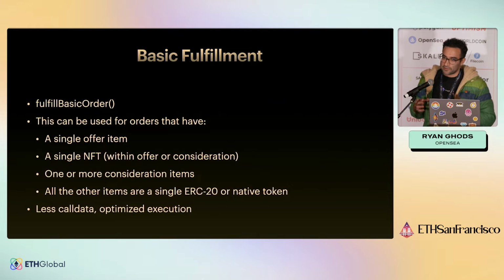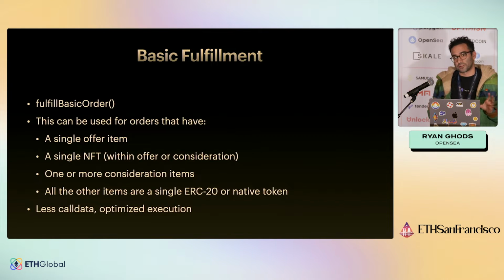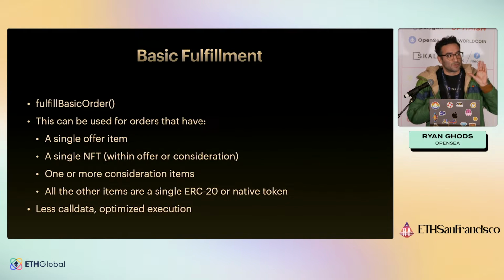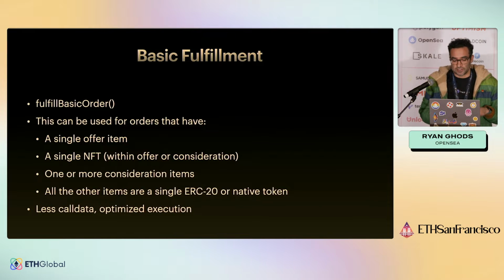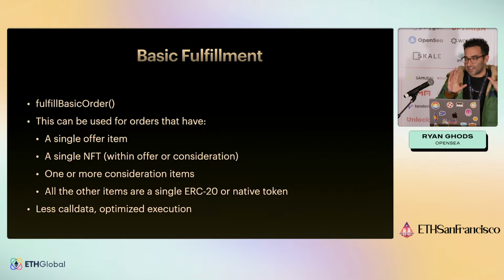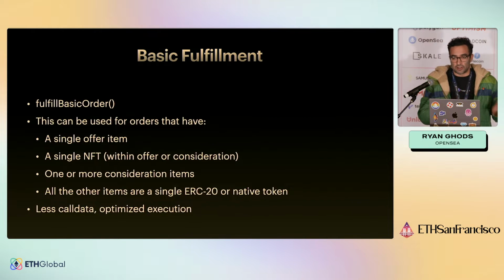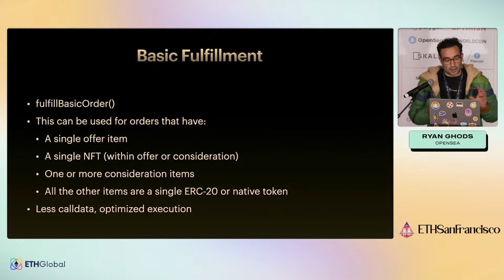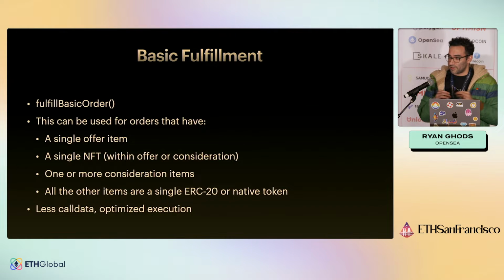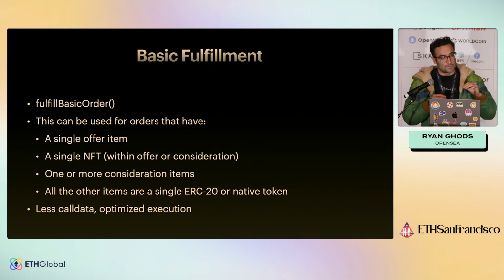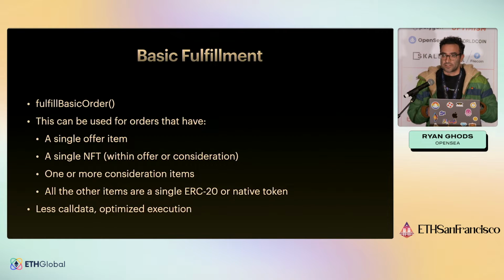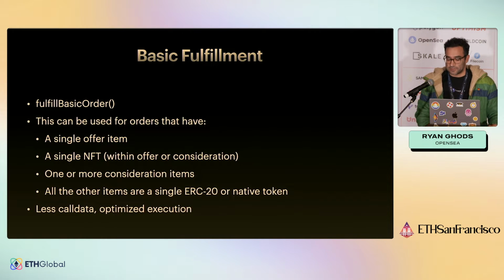The other type of fulfillment is fulfillBasicOrder. What this does is put certain constraints on what a basic order is. In this case, it's orders that have a single offer item and consideration items that are all in ERC20 or native. But what this does is allow us to use the call data in the method signature and access that more directly, so that it costs less gas to use.